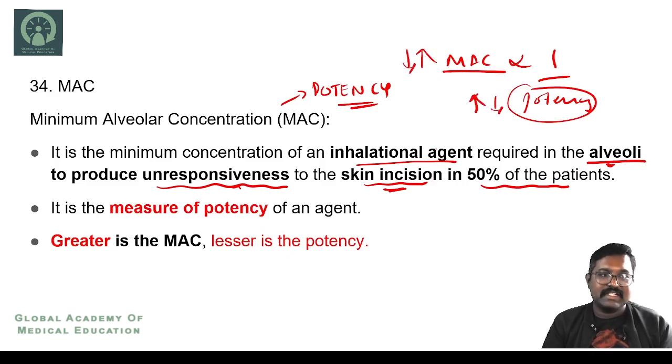So till now we have discussed 34 MCQs which were asked in your Jan FMGE examination. Let us again recapitulate it from the beginning.